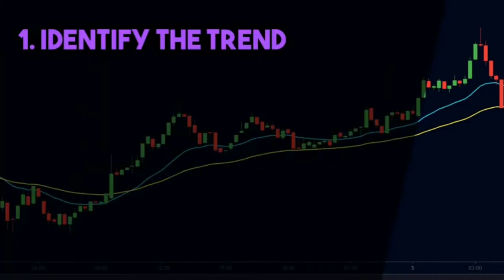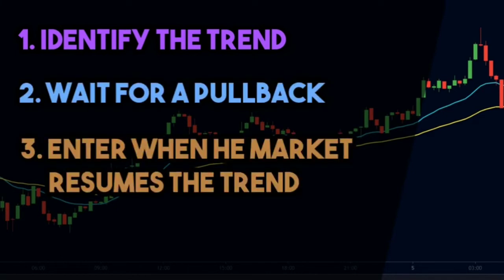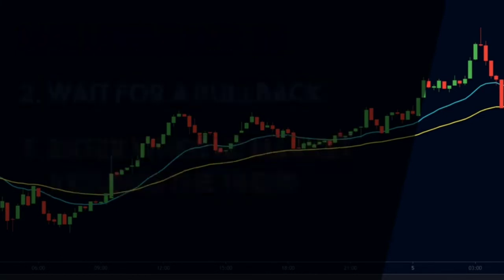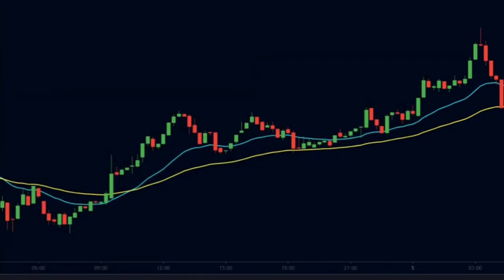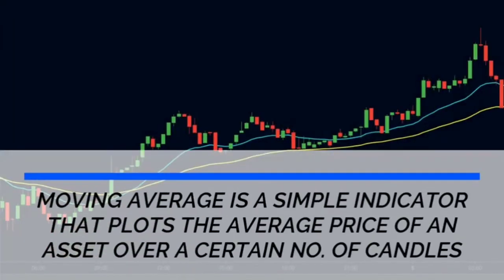Number 1, identify the trend. Number 2, wait for a pullback. And number 3, enter when the market resumes the trend. To accomplish these steps, we will use two moving averages. Moving average is a simple indicator that plots the average price of an asset over a certain number of candles.